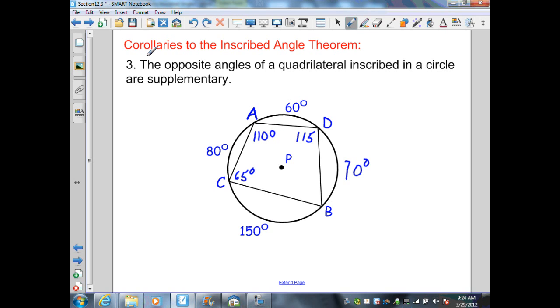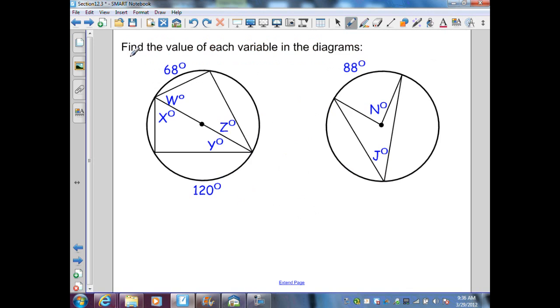From corollary 3, I know that angle B must be supplementary to angle A. Therefore, this should be 70 degrees. We can verify that by the inscribed angle theorem. The inscribed angle CBD has an intercepted arc CAD. And the measure of CAD is 80 plus 60, which is 140, and half of 140 is 70 degrees. And that verifies corollary 3 to the inscribed angle theorem. For these examples, they want me to find the value of each variable in the diagram.